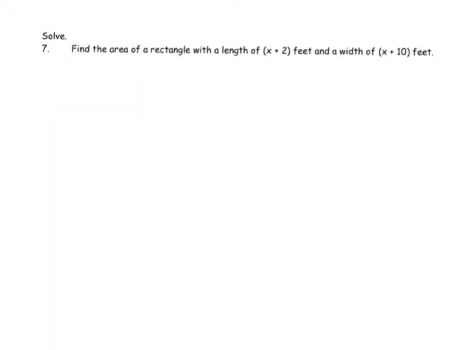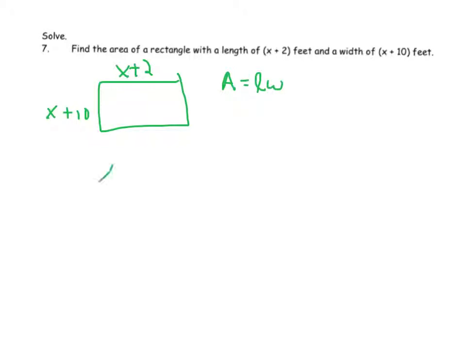All right, so now we're going to solve two word problems that involve geometry. Find the area of a rectangle with a length of x plus 2 and a width of x plus 10. So we're finding the area. Remember, area is equal to length times width. So we're just going to multiply those together. So x plus 2 times x plus 10. And this time we can do FOIL. Why not? Let's do the FOIL method.